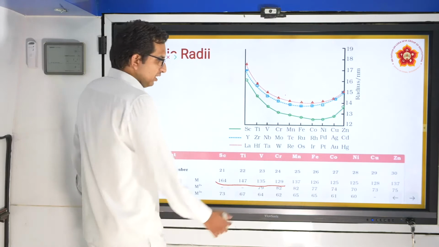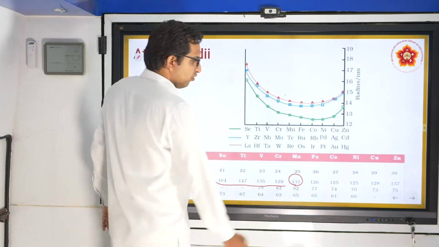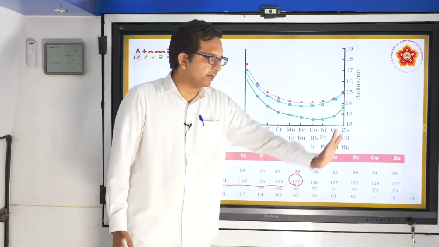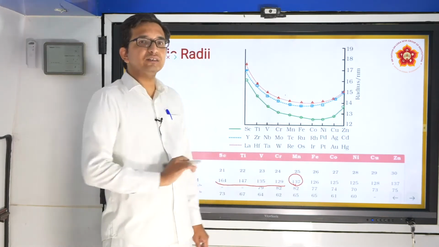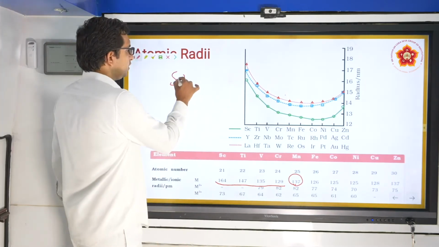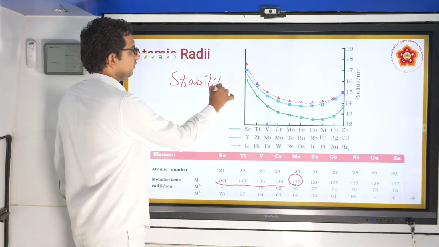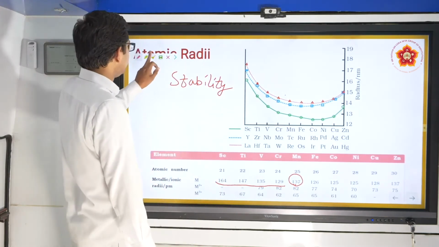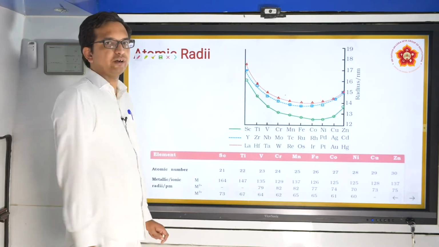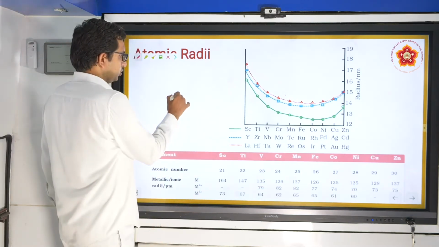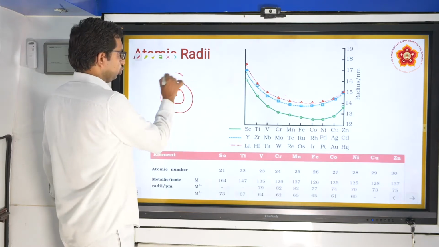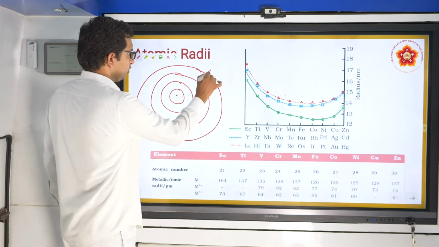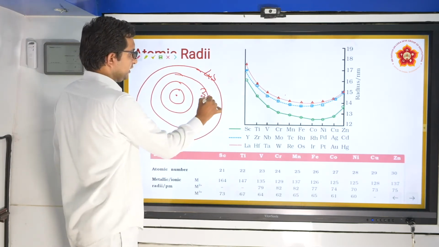But then you see some amount of increase in the case of manganese. And then again further there is some sort of constancy maintained, and once again there is an increase. This is due to stability factors, with more stable systems. Here we also have a concept of shielding effect. Suppose this is the nucleus, 1, 2, 3, and the fourth one was the 4s electron; this is the nucleus and the 3d electron.